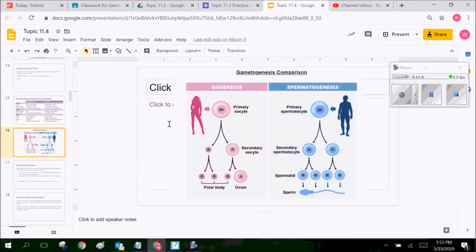Okay, here we have our highly, I'm just going to say, overtly sexualized chart here, which should be a lot better. You would think people would move past this, but anyway, you can see the product is one ovum or precursor to the egg with 3 polar bodies, and we have 4 equal sperm.